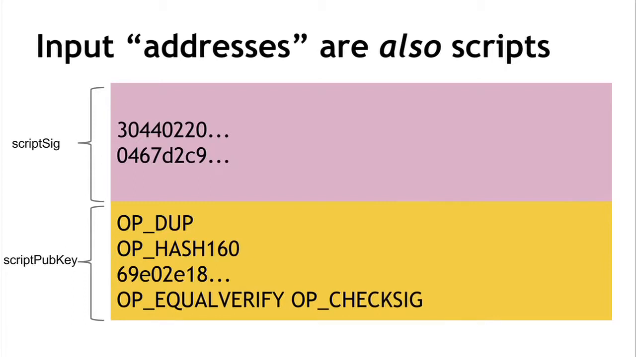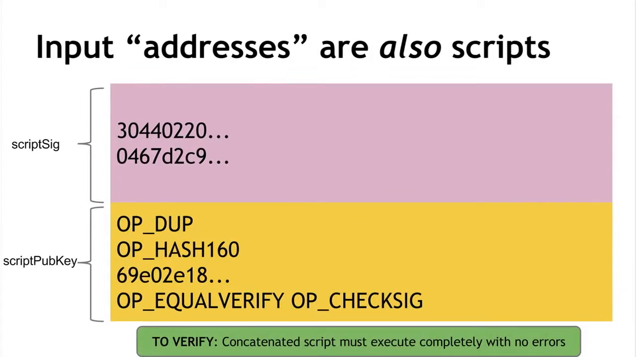That's because in the simplest case, the output script just specifies a public key, and the input script specifies a signature with that public key. When a transaction is being validated, the two scripts get pasted together, they get run, and if the concatenated script can run without any errors, this is considered a valid transaction.